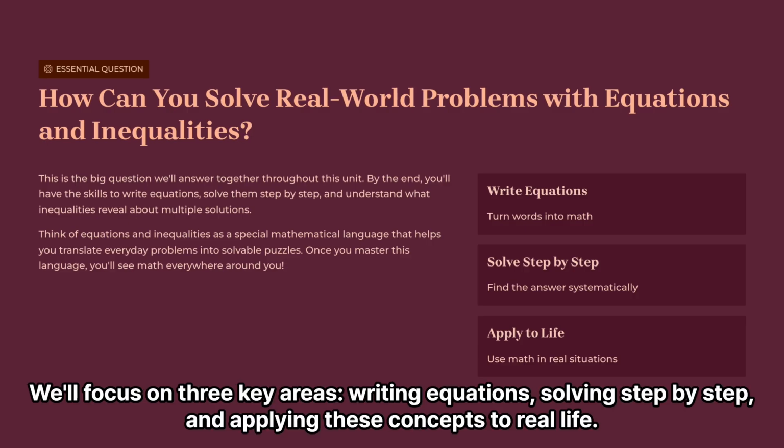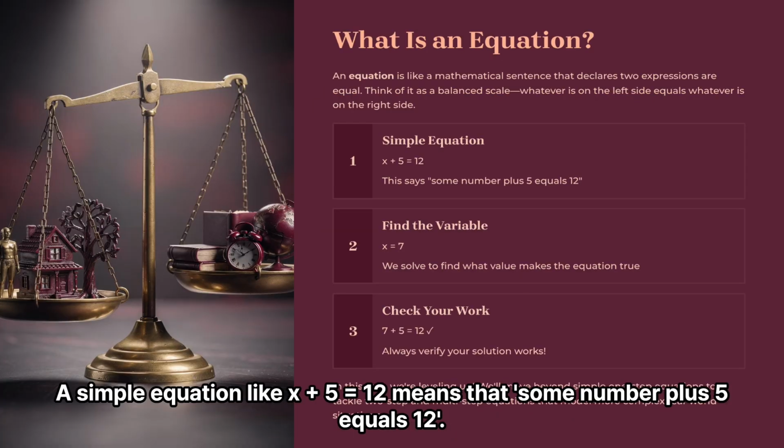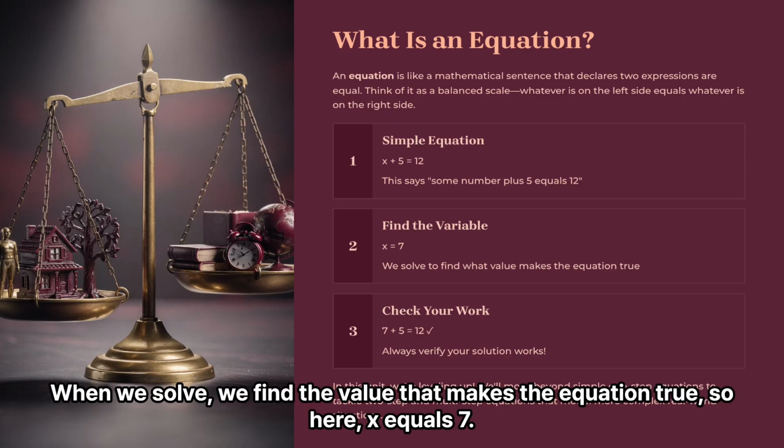We will focus on three key areas: writing equations, solving step by step, and applying these concepts to real life. So, what exactly is an equation? A simple equation like x plus 5 equals 12 means that some number plus 5 equals 12. Our goal is to find the variable, in this case x. When we solve, we find the value that makes the equation true. So here, x equals 7.